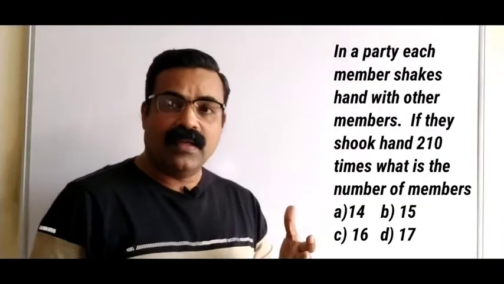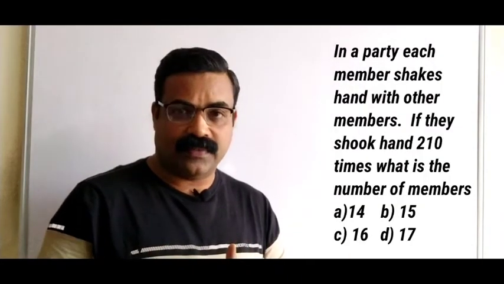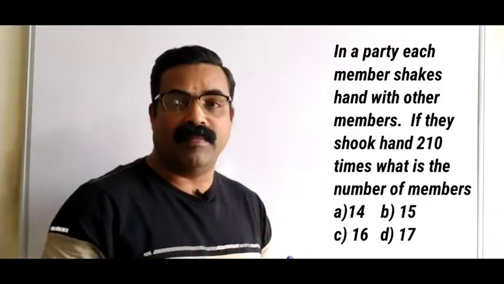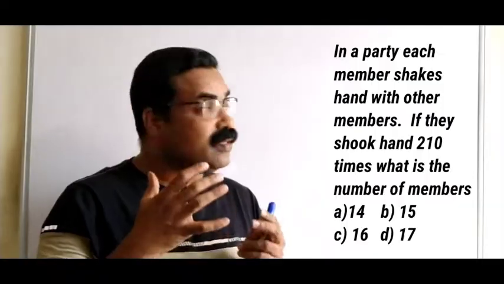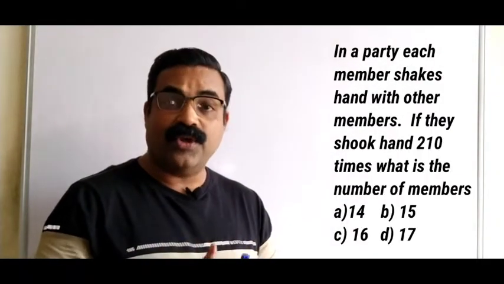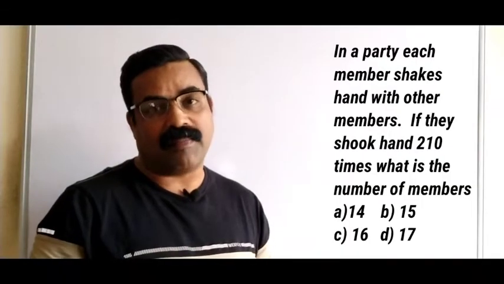In a party, there are X number of members. Each member will shake hands with the other members, and there are 210 handshakes. So you need to find out how many members are there in the party.